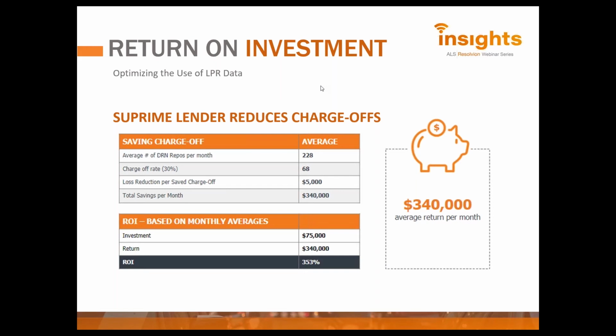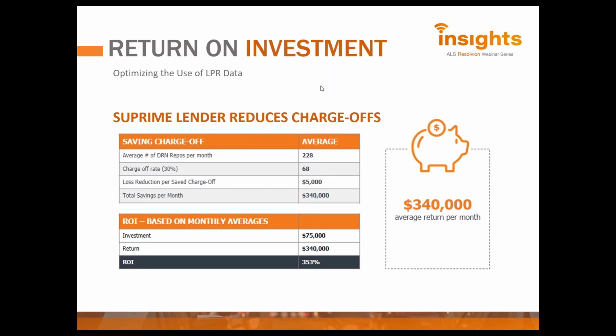And so they obviously did a really good job of managing to keep that flat, but they wanted to reduce it and see where they could improve efficiencies and increase the recoveries. In this case, loss reduction savings on average of $5,000 per car. They're looking at saving about $340,000 a month, which results in about a 353% ROI on that whole process.